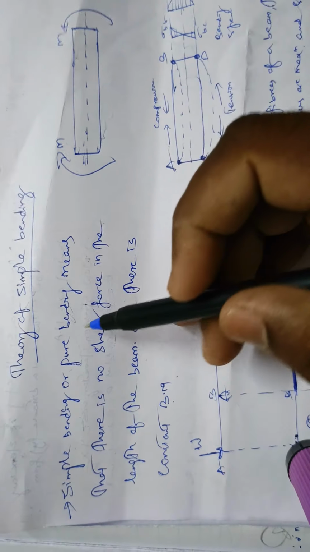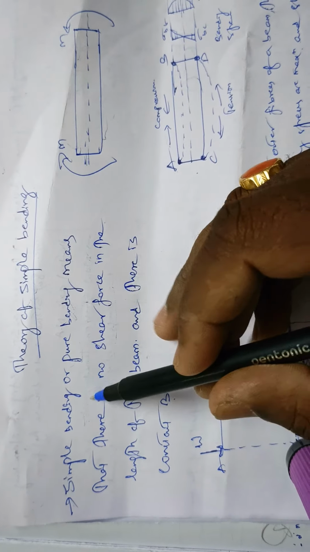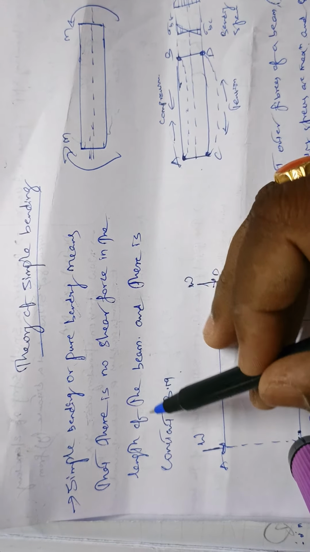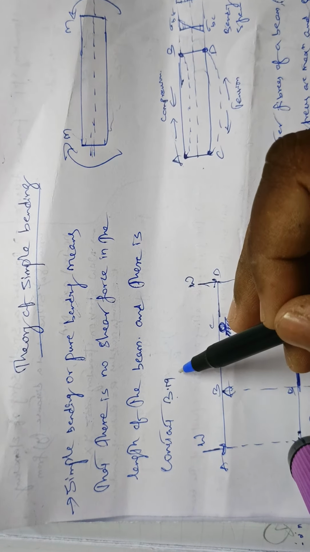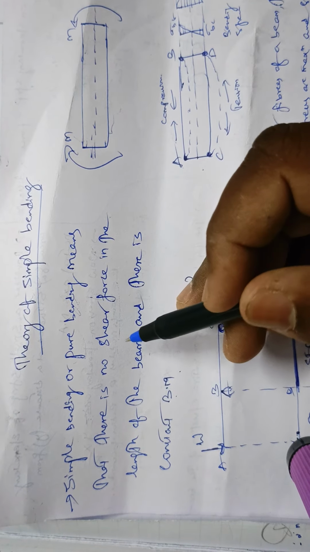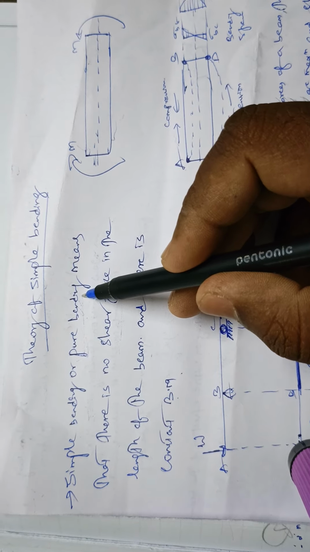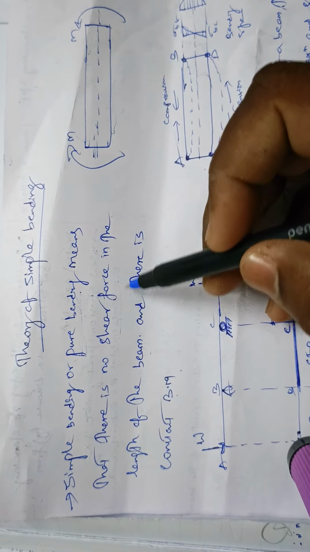So the theory of simple bending is defined as nothing but simple bending or pure bending, which means that there is no shear force in the length of the beam. Okay. And there is constant bending moment. So the theory of simple bending is also called pure bending. Why is it called pure bending? Because there is no shear force.